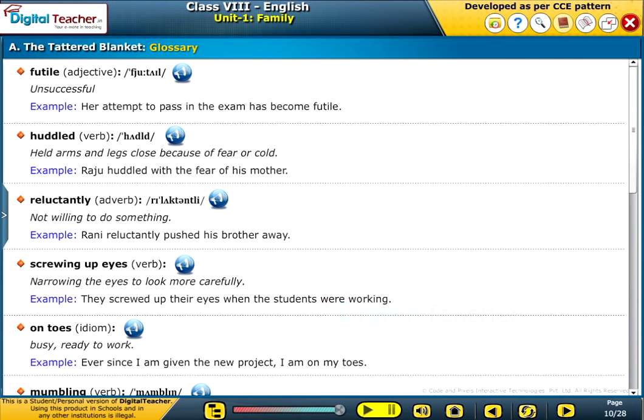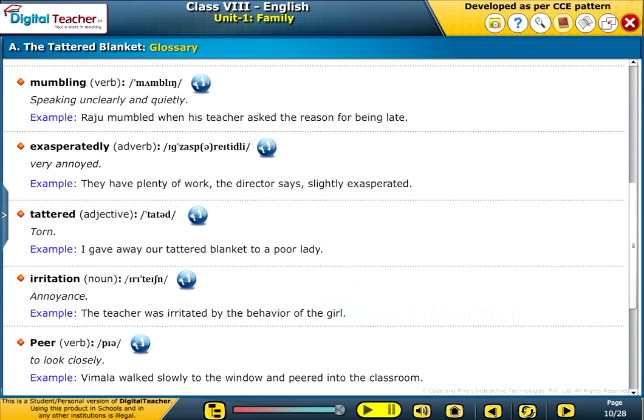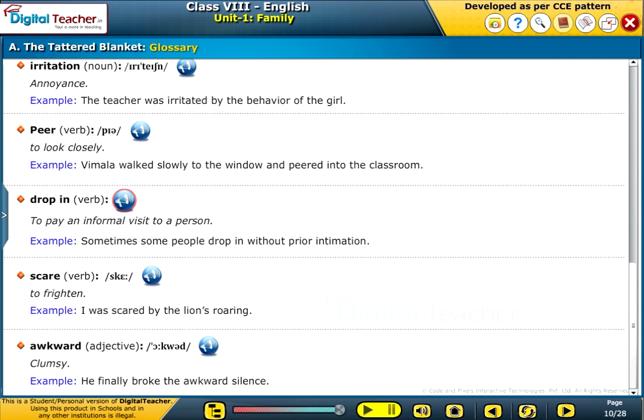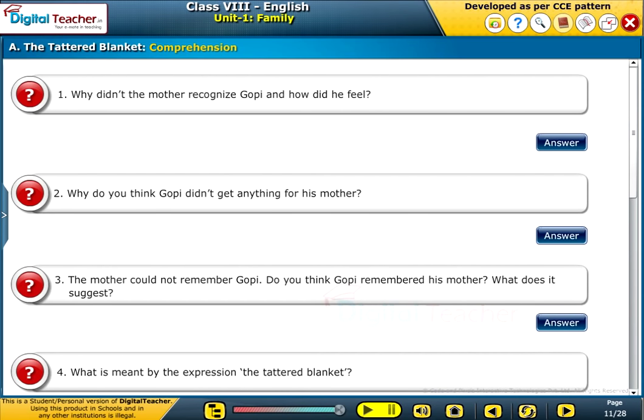Glossary. The meanings of certain words along with their usage in a sentence are shown. Click the audio button to listen to the pronunciation of each word. Futile. Huddled. Reluctantly. Screwing up eyes. On toes. Mumbling. Exasperatedly. Tattered. Irritation. Peer. Drop in. Scare. Awkward. Answer the following questions. You can click the answer button to view the answer.